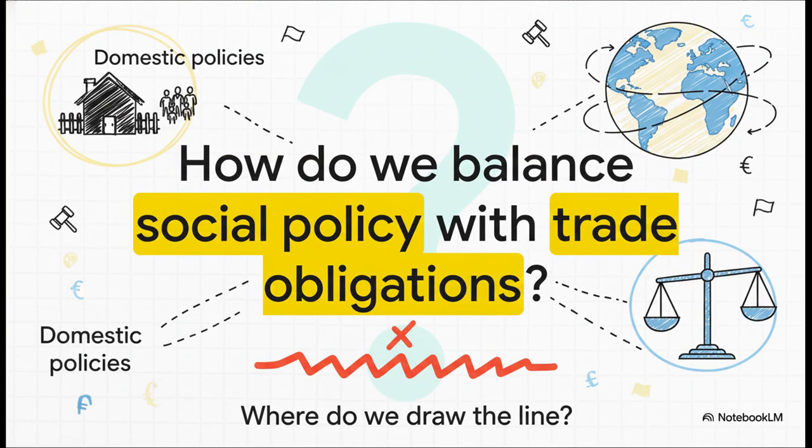So as you can see, this case is about way more than just a 7.5% tax. It established a vital principle that gets tested all the time, even today. Where do we draw the line between a country's right to set its own policies and its obligations under international trade law? The panel's answer back in 1952 was crystal clear. You cannot use domestic policies as a backdoor to discriminate against your trading partners.